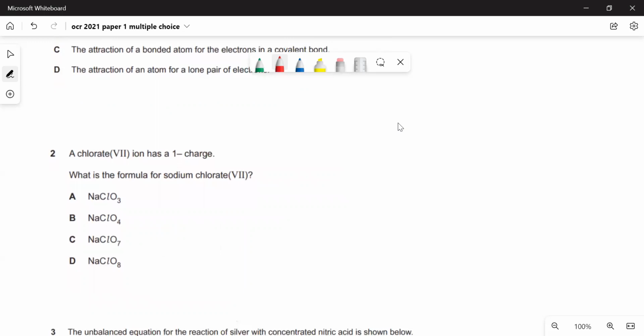Right, the chlorate 7 ion has a 1- charge. What's the formula for sodium chlorate 7 then? Okay, so sodium is always a 1+ ion. So that means the chlorate ion has got to have a charge of -1. And let's use this little formula: the sum of the oxidation numbers is going to be equal to the charge on the species. Well, the ion that we're talking about, the chlorate 7 ion, must have a charge of -1. So that's equal to -1.